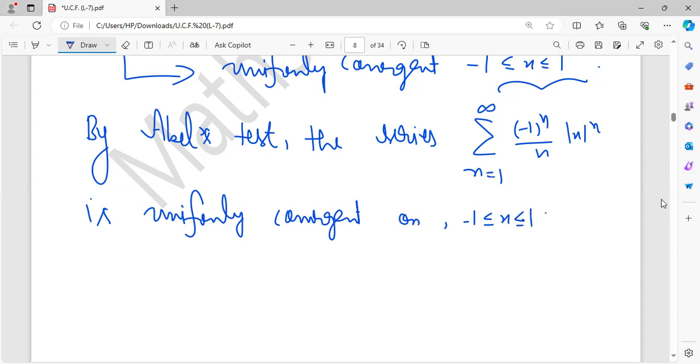Okay. So today what we have learned, we have seen Abel's lemma. Then with the help of Abel's lemma, we proved Abel's test for testing uniform convergence of series of functions. Okay. Now we have seen two examples. So we have seen how to apply Abel's test.